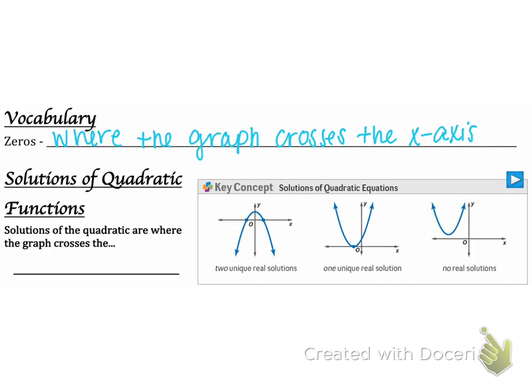Alright, our first vocab word is zeros. So again, feel free to pause so you can make sure you get this down. Our zeros, which we talked about, were the same as x-intercepts and solutions, are where the graph crosses the x-axis. So those are called zeros as well as solutions. So you guys can see in those examples, in the first one, we have 2 solutions is when our graph crosses twice. 1 is where it just touches, and no real solutions is where our graph does not cross the x-axis.